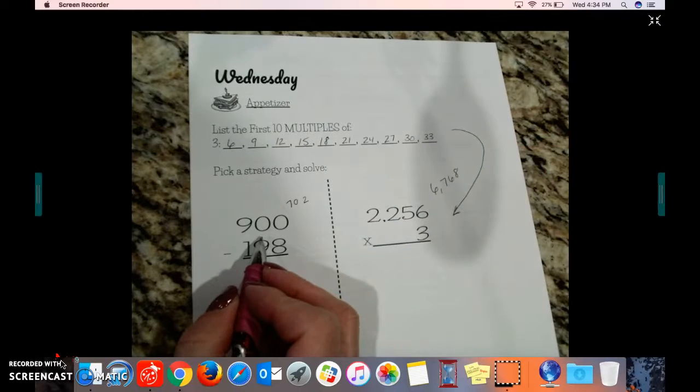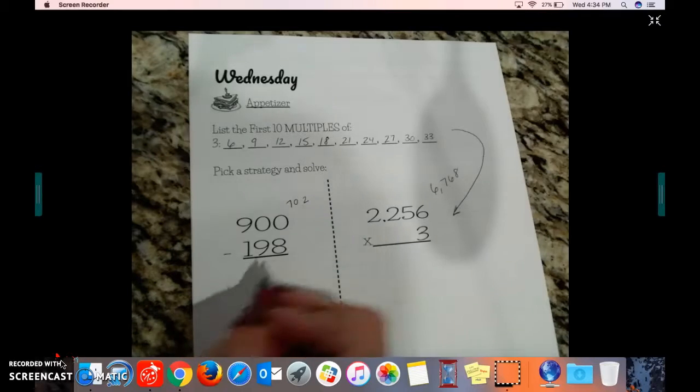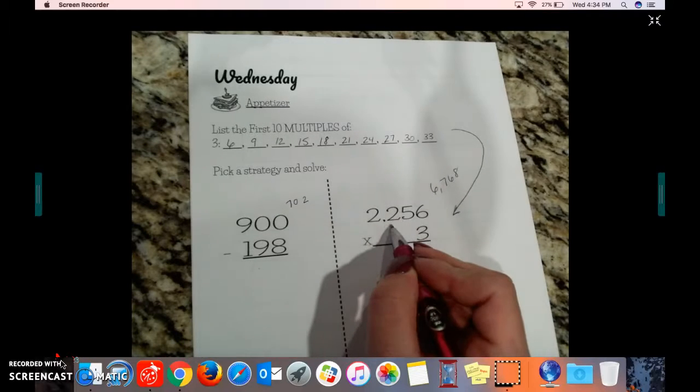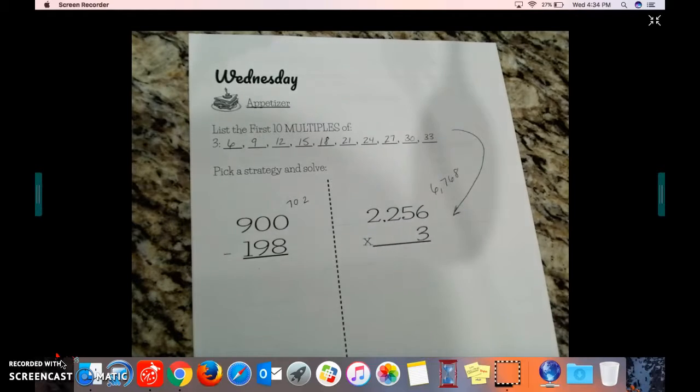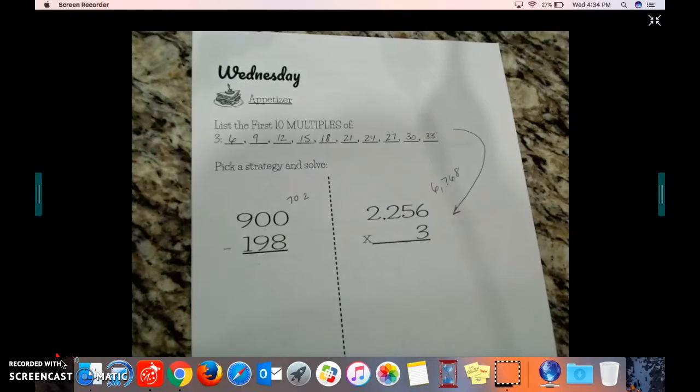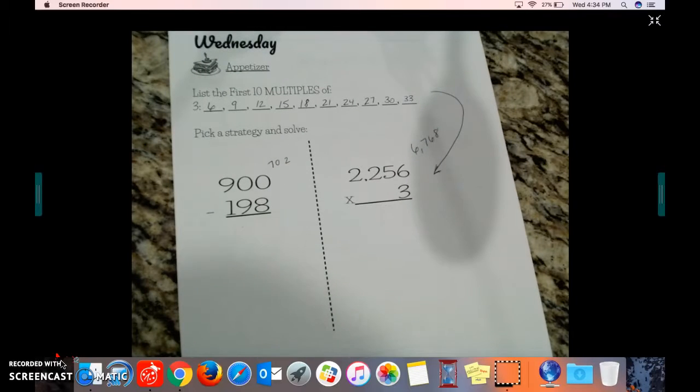Your first subtraction problem, 900 minus 198, is 702. 2,256 times 3, 6,768. If you have both of those correct, you may move on to the main course. Otherwise, you're following along in a different color.